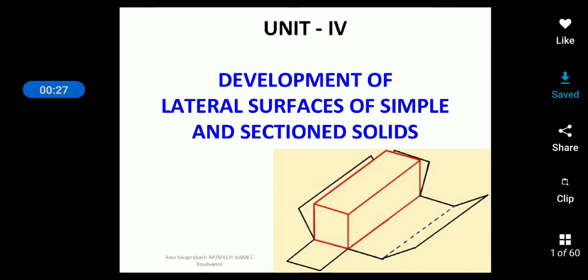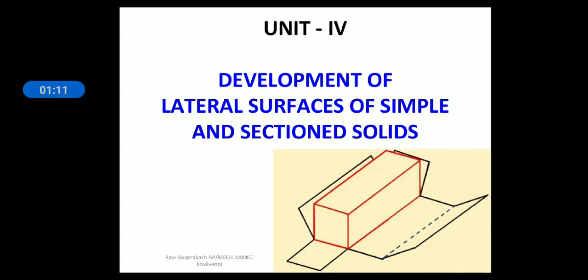as you observe in the picture, there is a tray type box, which is a square prism, and if you unfold the square prism, it will look as shown in the figure. It will have four sides and two faces. In a similar way, we can construct any lateral surface for solids like pentagon prism, pyramid, etc.